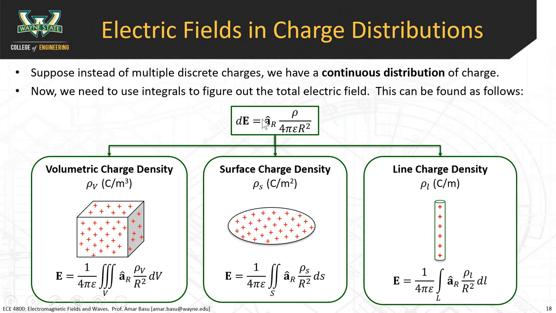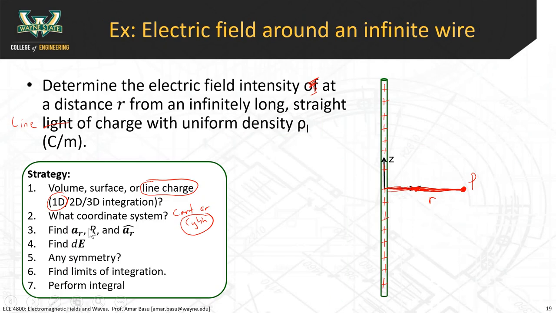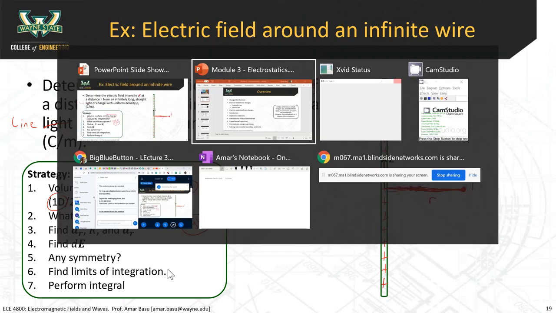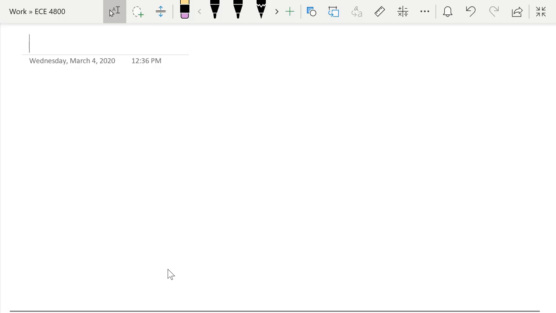So first we calculate those, and then we calculate dE, the differential electric field. Then we look for symmetry. This is an important step in the problem, an important conceptual thing that we have to think about. This is the trickiest conceptual part. Next, we find the limits of integration, and the last step, we actually perform the integral. This one, I don't have the solution written out in the notes, so we're going to go to OneNote here and do this step by step.